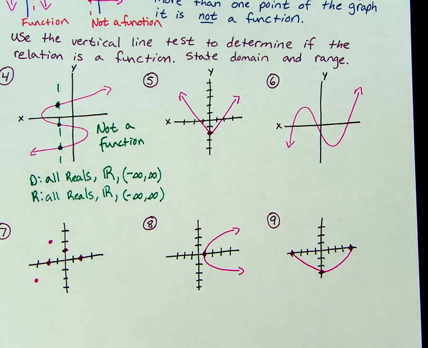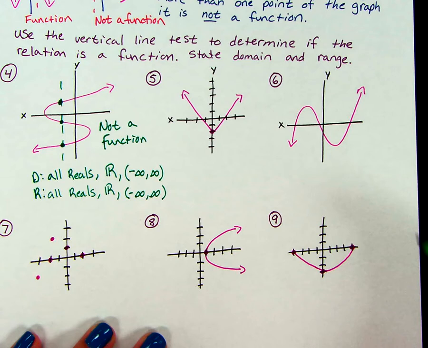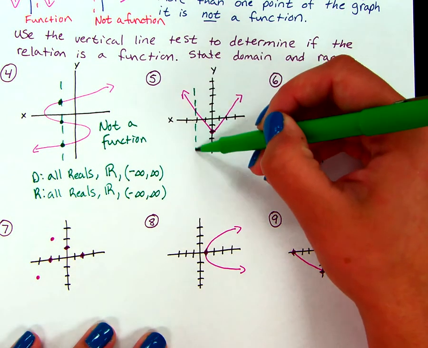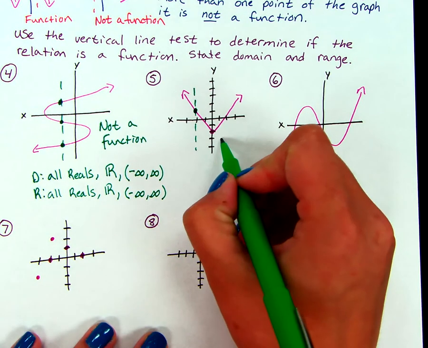All right, our next example. Again, let's start by deciding whether or not this is a function. I'm going to pick a space and just draw a vertical line through it. So it's going through one time. That means that, yes, this is a function.